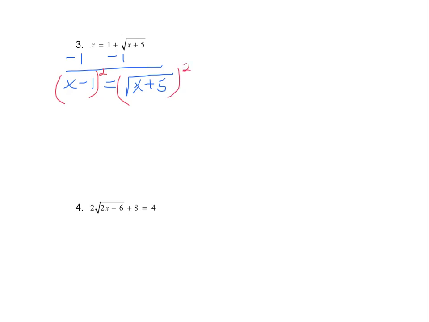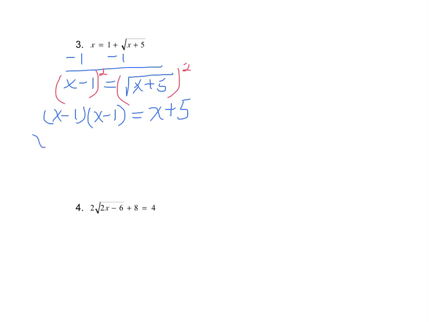The right side is squaring a binomial, so we basically have x minus 1 times x minus 1. And on the right side, squaring and square root cancel each other out, so we have x plus 5. So in order to solve the left side here, we're going to have to do FOIL to x minus 1 times x minus 1.